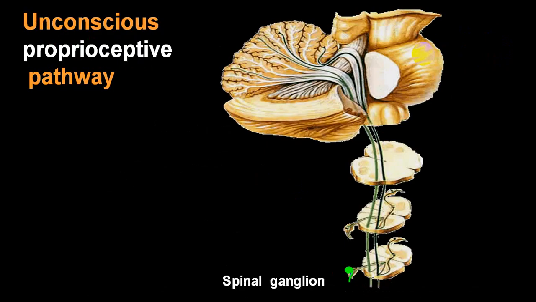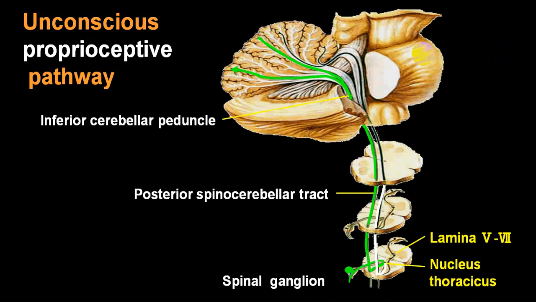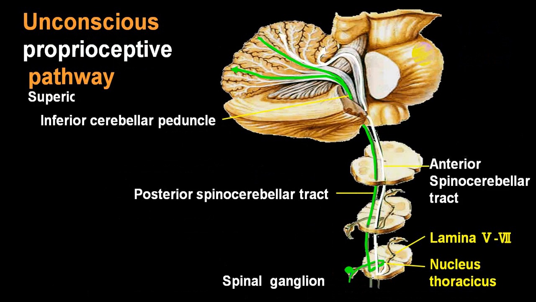Unconscious sensation from lower part of the body will be carried by posterior spinocerebellar and anterior spinocerebellar, and it will end in cerebellum via inferior cerebellar peduncle. We are not going to deal in detail regarding this, so I am skipping that particular part.